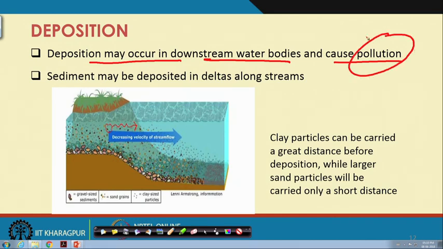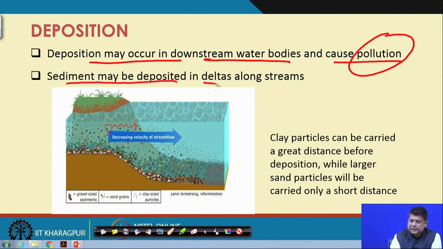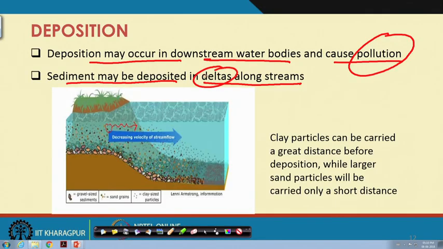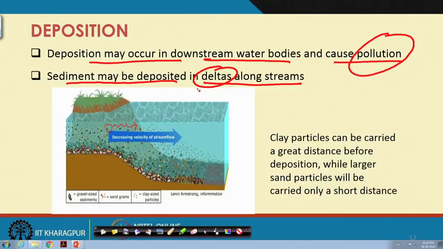But there is a plus side also, like we know that sediment can also be deposited in deltas along streams, where the river joins the sea, because it loses its velocity. So, most of the soil particles get deposited forming deltas, and we also know that these deltas are very productive, because they are built from the productive topsoil which has been carried during the erosion process. So, that could be called a plus of the entire erosion process.